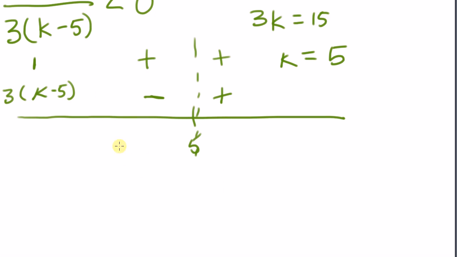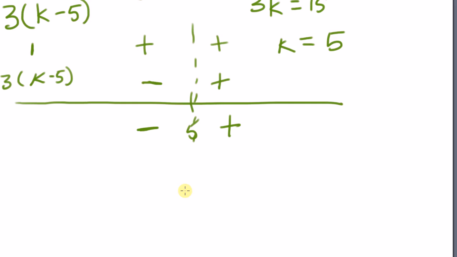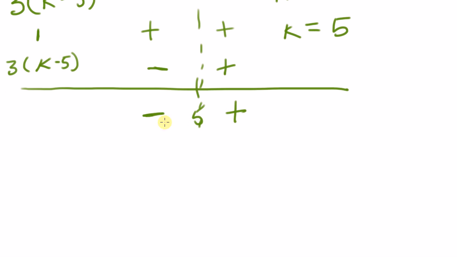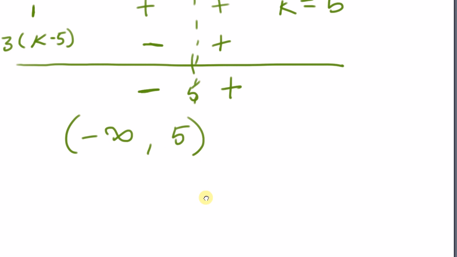So to the left of 5, we get positive divided by negative is negative. And on the right side, we get positive divided by positive is positive. And then it's got to be less than 0, so it's going to be everything over here. So we have from negative infinity up to 5, excluding 5. And those are going to be the only values.